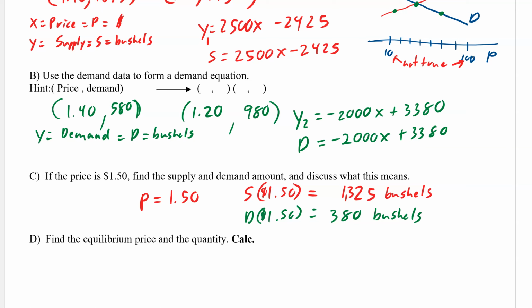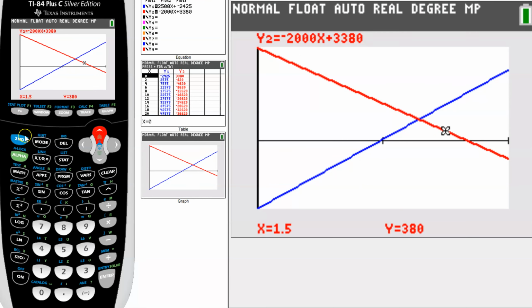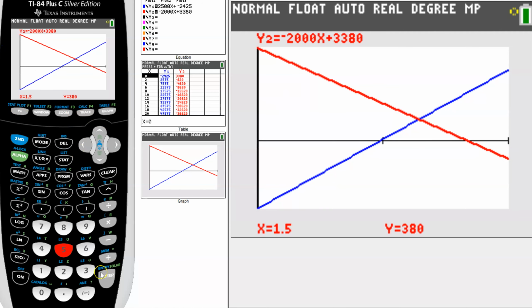All right, so at $1.50, our supply is 1,325 and our demand is 380, right? So we don't have enough demand here. We have a massive surplus of items. No one wants them because it's just too expensive. So that's not good. So what are we looking for? We want the equilibrium. So we go back and we find that point of intersection. So to find the equilibrium, we go second calc, intersect, and then enter. That's it, just like before. $1.29, so that's the key price.